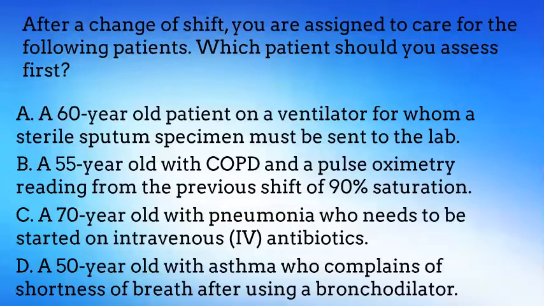Let's move on to our next scenario. After a change of shift, you are assigned to care for the following patients. Which patient should you assess first? A, a 60-year-old patient on a ventilator for whom a sterile sputum specimen must be sent to the lab. B, a 55-year-old with COPD and a pulse oximetry reading from the previous shift of 90% saturation. C, a 70-year-old with pneumonia who needs to be started on IV antibiotics. D, a 50-year-old with asthma who complains of shortness of breath after using a bronchodilator.